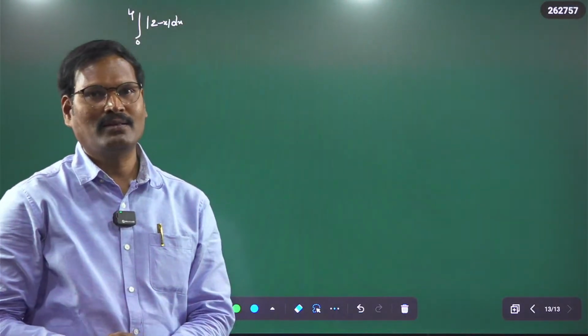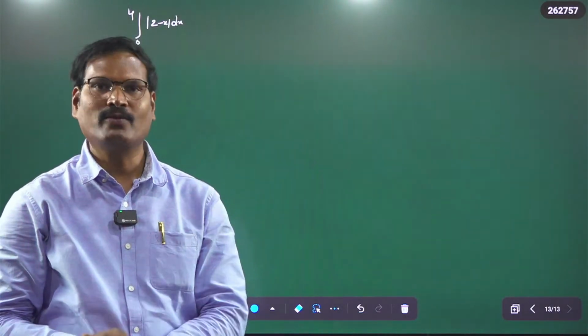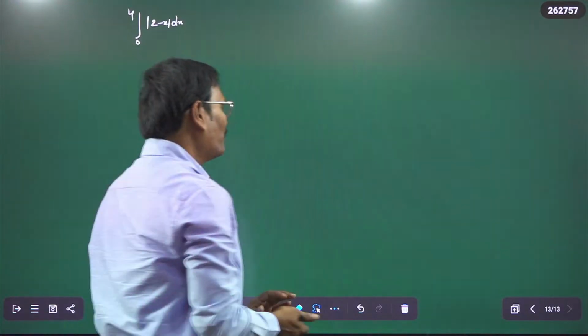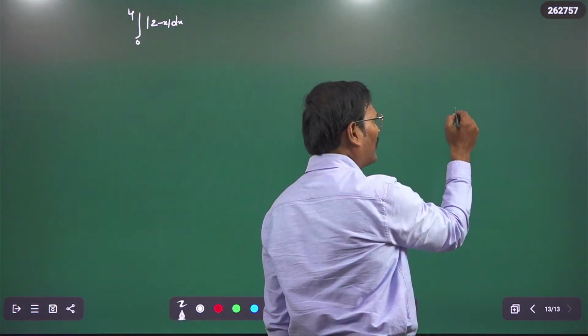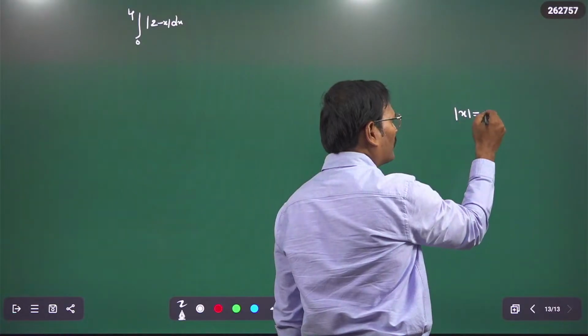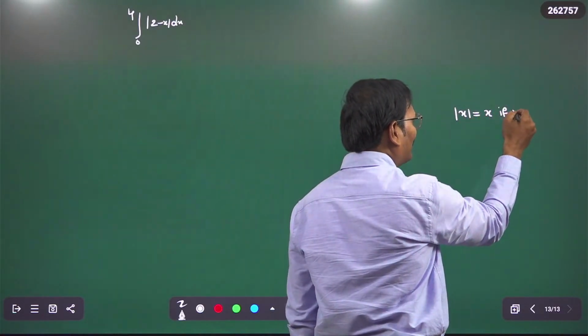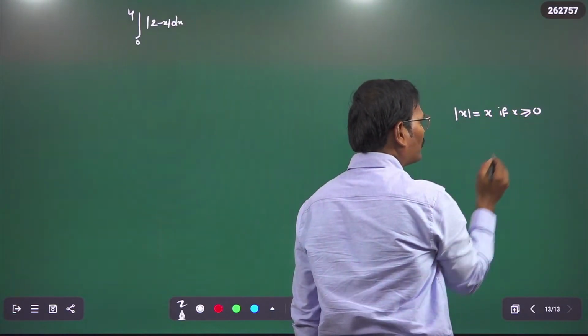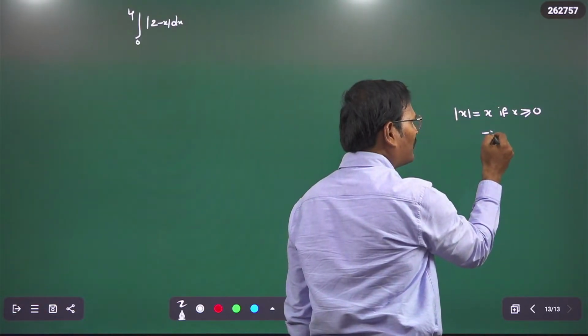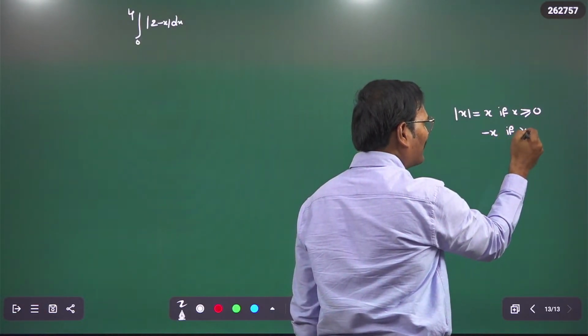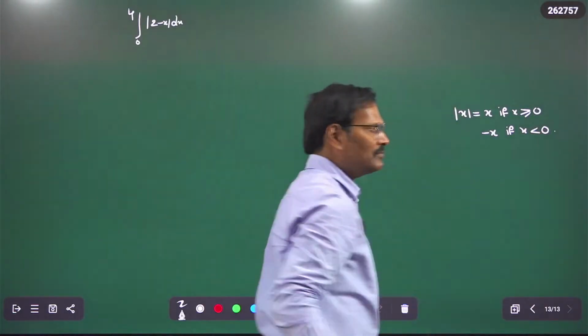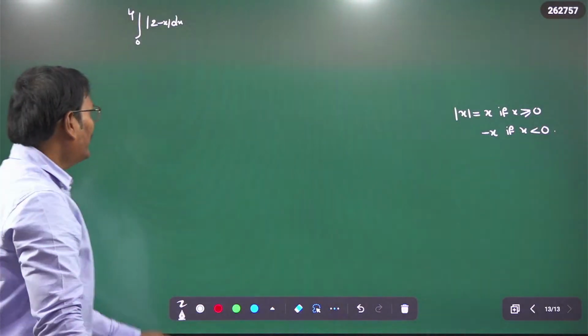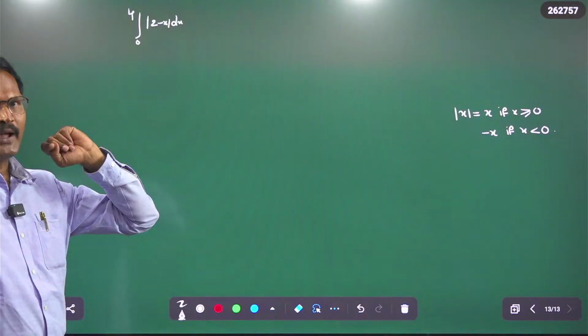To calculate this, you have to know the mod x function value. So how will it be? Mod x is equal to x if x is greater than or equal to 0. Mod x is equal to minus x if x is less than 0. Okay, so here we have the function mod of 2 minus x.